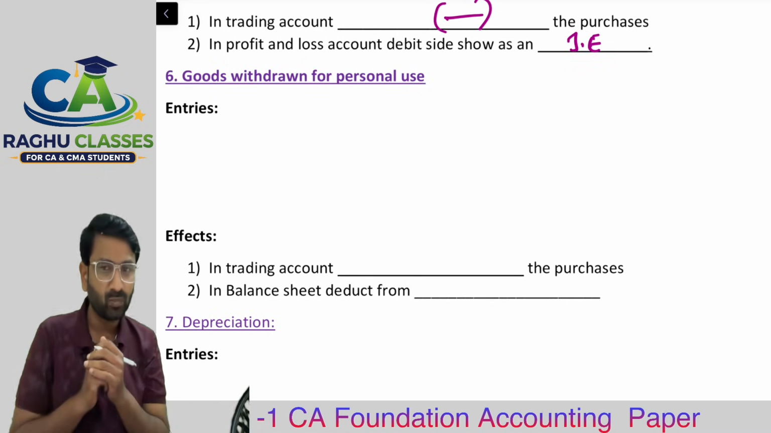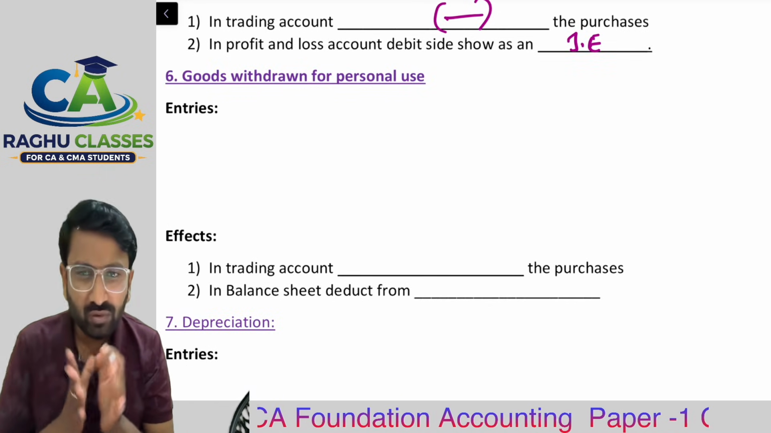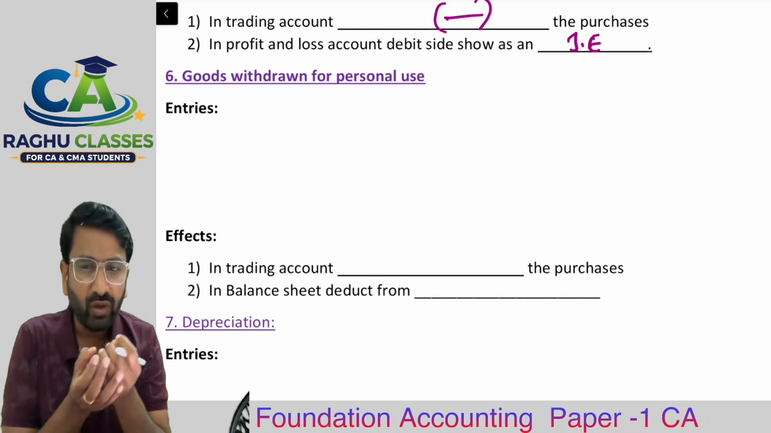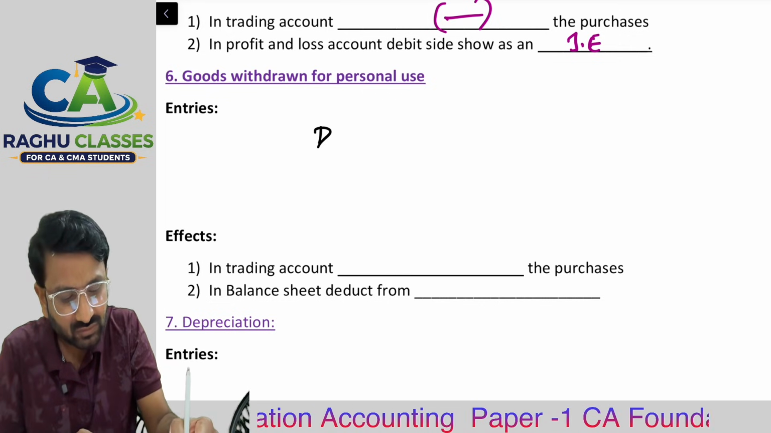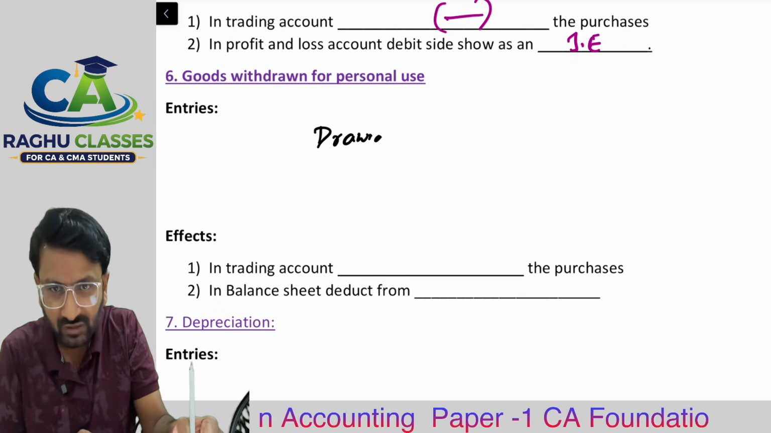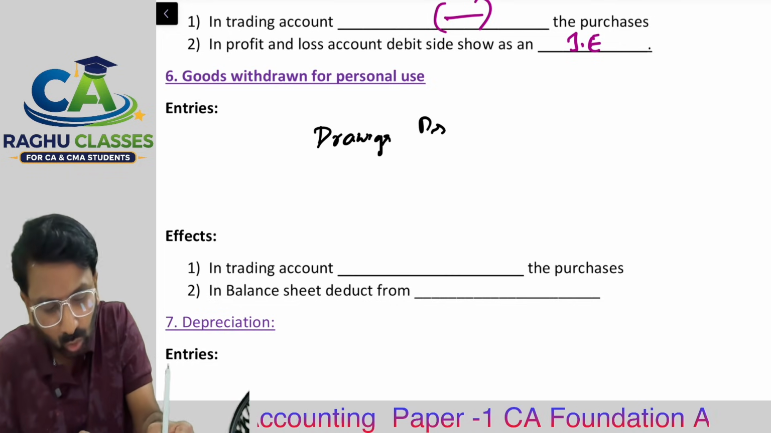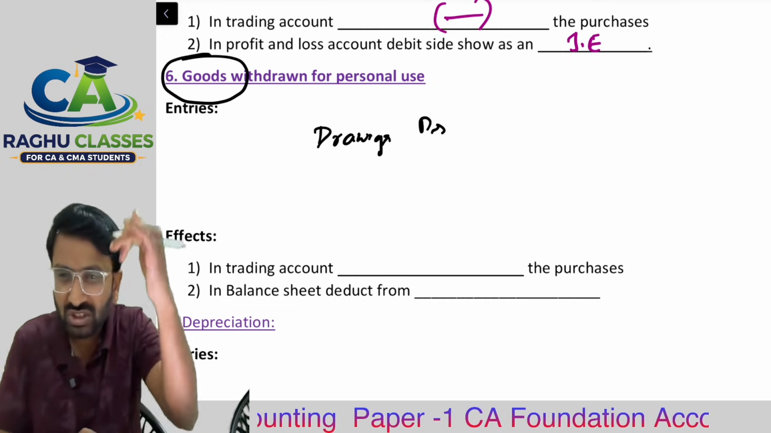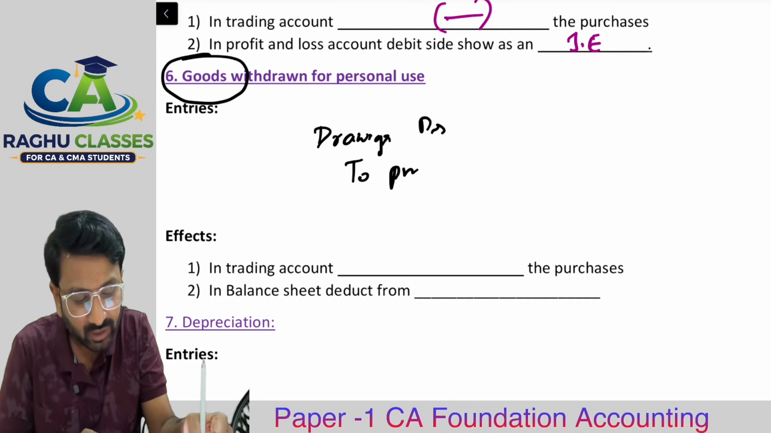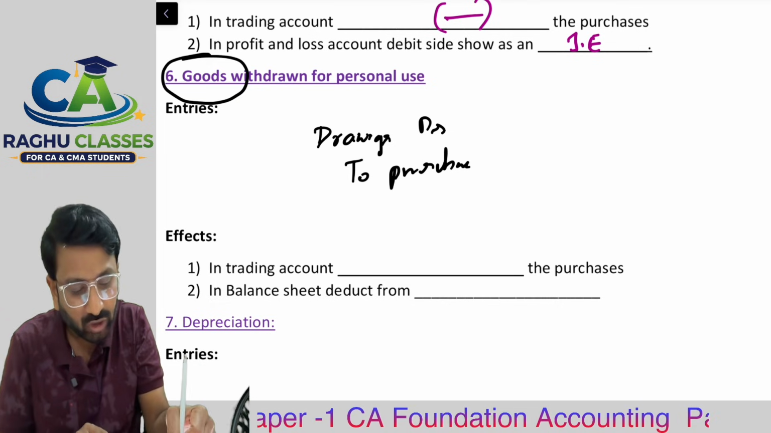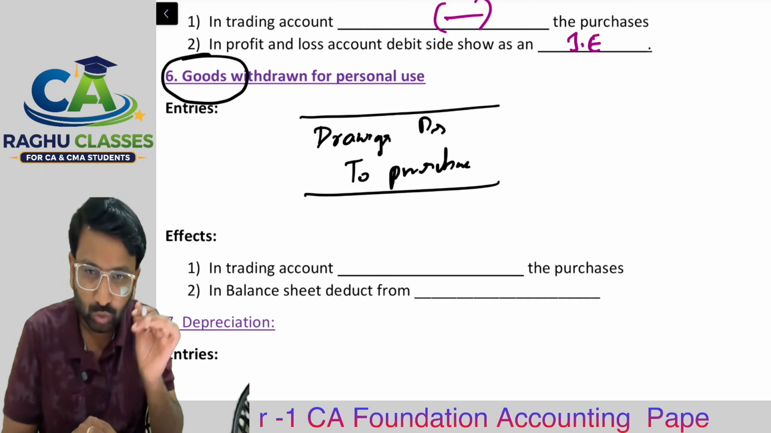Adjustment number 6. Goods withdrawn for personal use. Whenever you draw something for personal use, you're going to debit drawings. And if I'm withdrawing goods for my personal use, my purchase will come down. And if purchase is coming down, purchase account needs to be credited. So the entry is going to be drawings account debit to purchase.